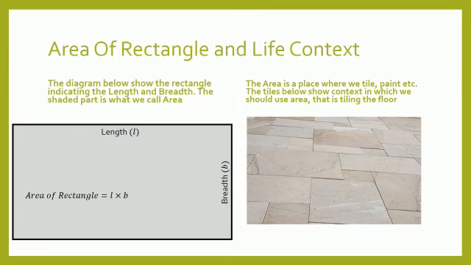The area is a place where we tile, we paint, and so forth. The tiles below show the context in which we should use the area, that is tiling the floor. That means in order to tile a floor, what do you do? You firstly have to find the area where you are going to tile that particular floor, and therefore calculate the area of that particular tile. And after calculating the area of that particular tile, what happens? You have to take the area of where you are going to tile divided by the area of a tile. That will give you how many tiles are required to complete the tiling of that particular place.